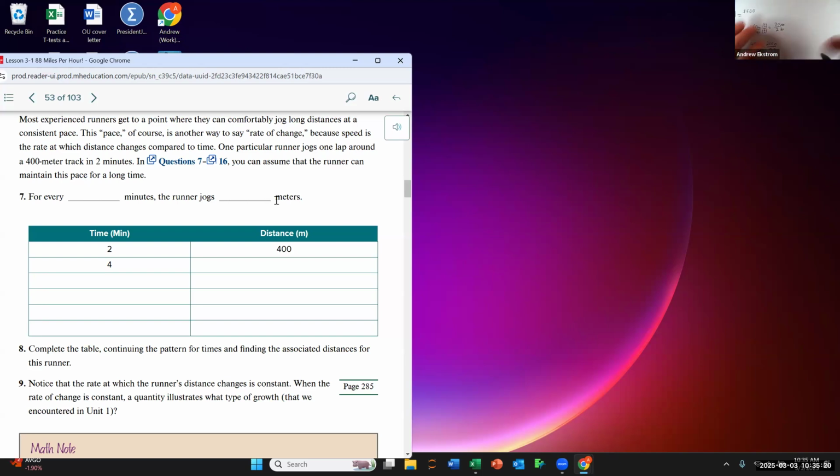So we've got 2 minutes, 400 meters, 4 minutes, 800 meters, in 6 minutes, we can actually look at this a couple different ways. If I add 2 minutes on here, I add 400 meters on here. So if I add another 2 minutes on here, I add another 400 meters on here. Does that make sense?